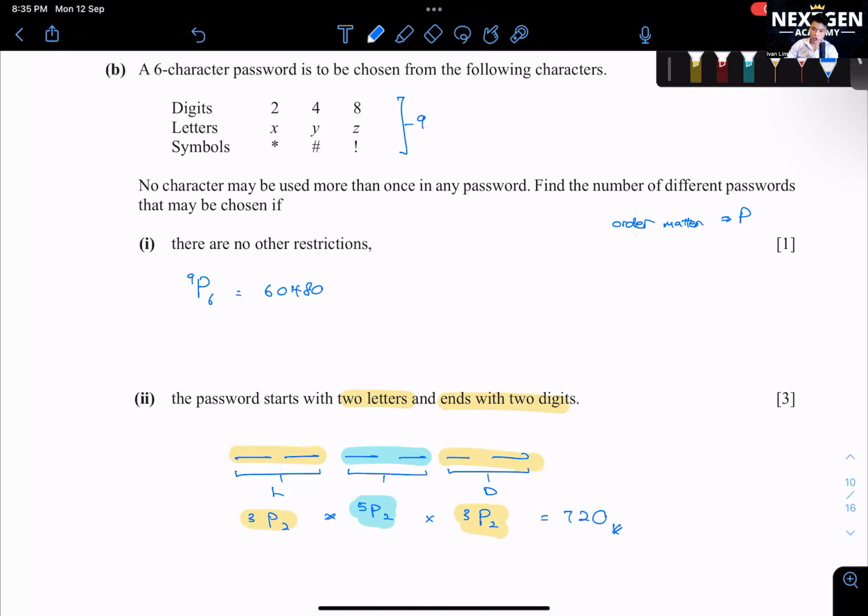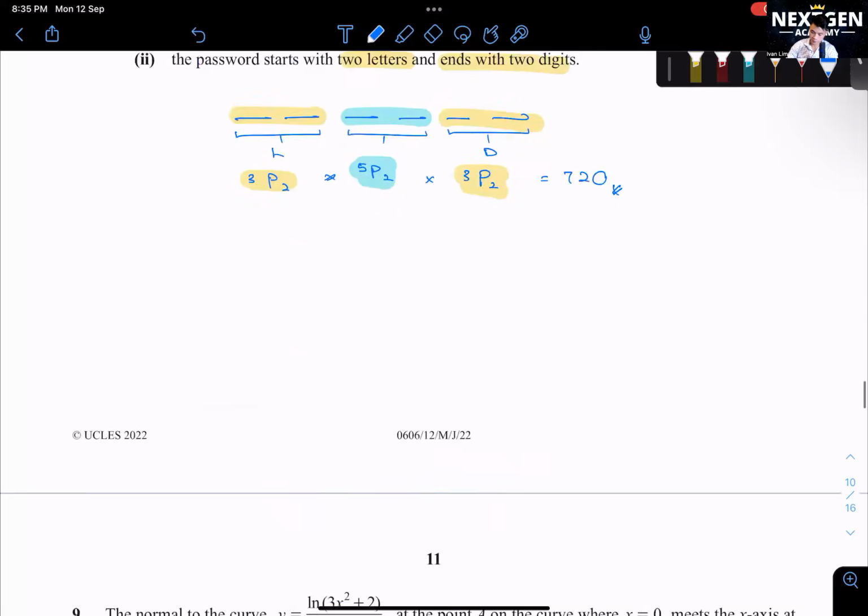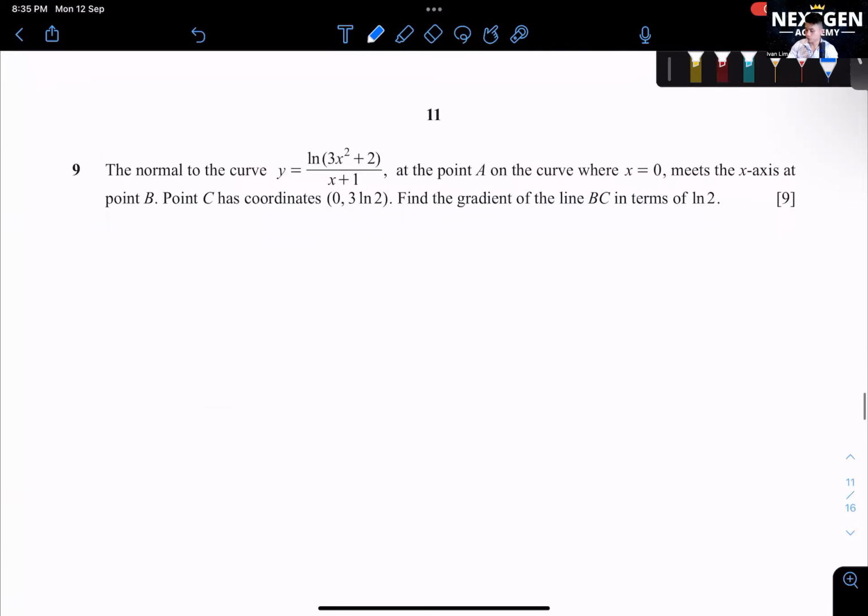Okay, question 9. Now everyone's favorite question. Everyone's favorite question. Have you all seen the mark scheme and figured out where you went wrong?